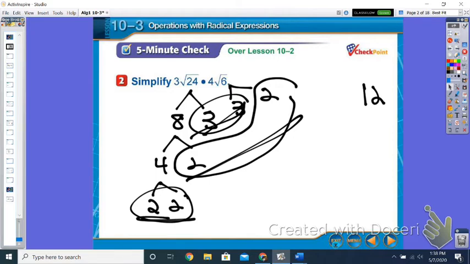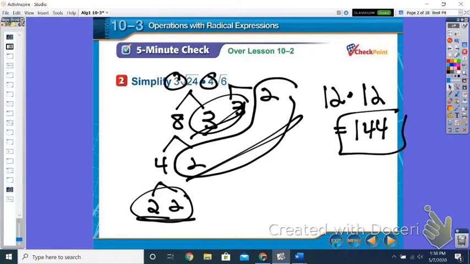And then if we go back and look at the original problem, we had a 3 on the outside and a 4 on the outside. Those need to be multiplied as well. So 3 times 4 is 12. So it's really 12 times 12, or 144, as your final answer to this.